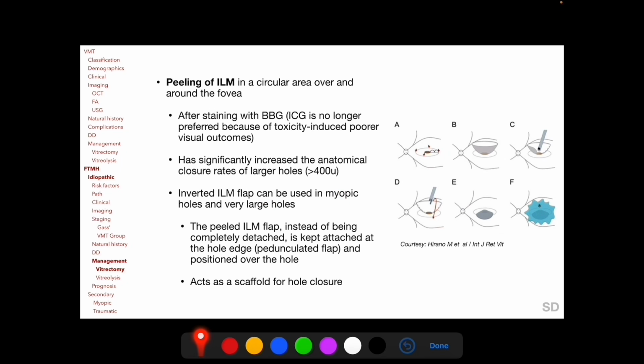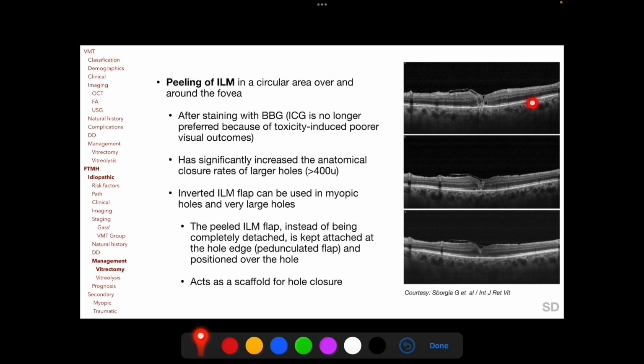In this procedure, the peeled ILM flap, instead of being detached from the fovea, is kept attached at the edge of the hole, a portion of the ILM flap is removed, and the ILM flap is then used to cover the macular hole. Used in this way, the ILM flap is supposed to act as a scaffold for closure of the macular hole. This series of OCT images, taken 1 month, 6 months and 12 months post-operatively, shows the result of using an inverted ILM flap for closing a full-thickness macular hole.